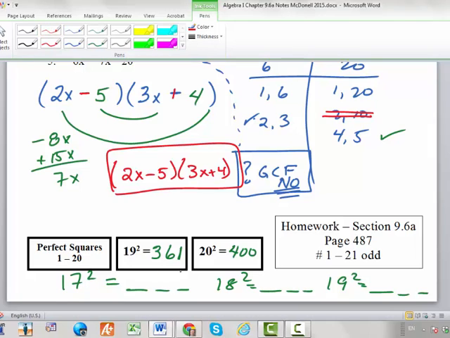7 times 7 is 49, so that ends in 9. 8 times 8 is 64, so that's a 4. 9 times 9 is 81, so that's a 1. Then our special pattern says each of these 7, 8, and 9 times 4 gives the other numbers. 7 times 4 is 28, so that's 289. 8 times 4 is 32, so that's 324. And 9 times 4 is 36, so that's 361. Hopefully that's three simple tricks that once again remind us what 17, 18, and 19 squared are as our perfect squares.